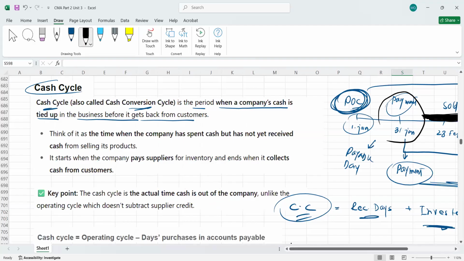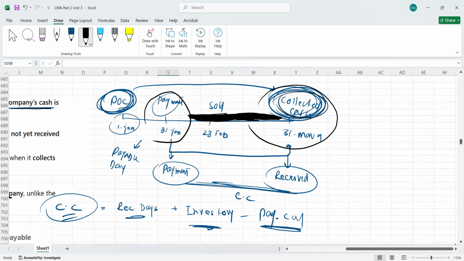So cash cycle, which is also called conversion cycle, is the period when the company's cash is tied up in business before it gets back from the customer. Here is the simple explanation, key point: the cash cycle is the actual time the cash is out of the company, it was stuck. Unlike the operating cycle, which does not subtract supplier credit. In operating cycle we took the difference from date of purchase till the collection of cash. So this is what cash cycle is.